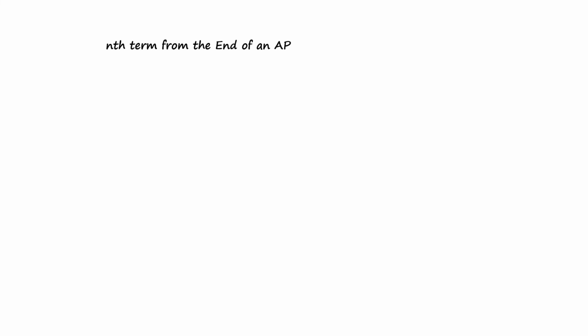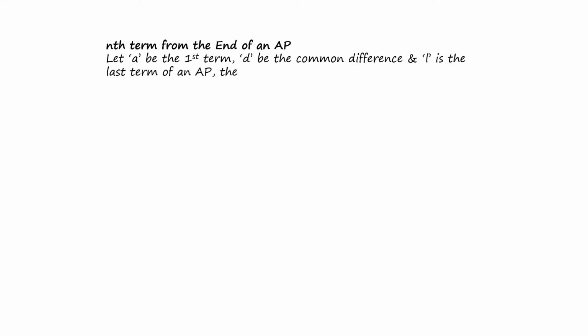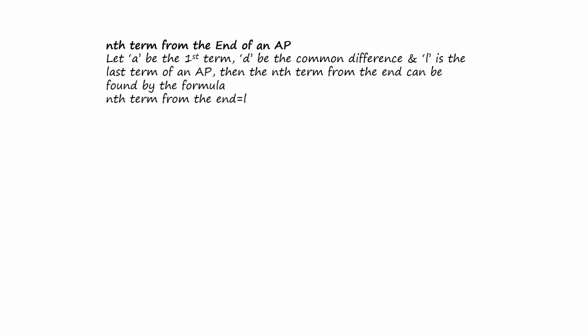Now, nth term from the end of an AP. Let A be the first term, D is the common difference, and L is the last term of an AP. Then the nth term from the end can be found by the formula L minus (n minus 1) whole into D. Let's see an example.